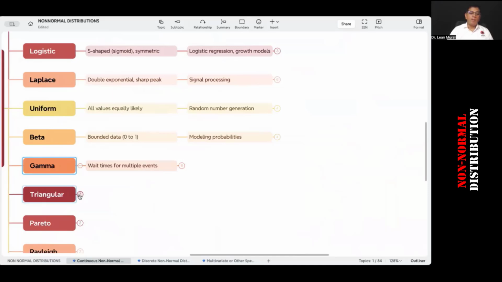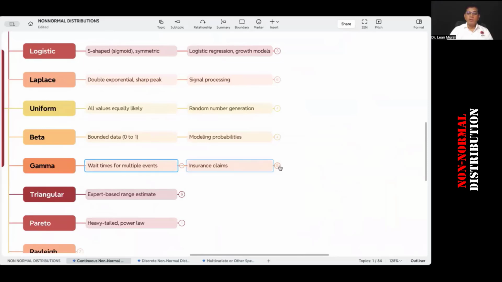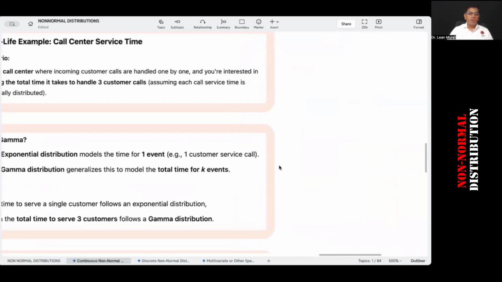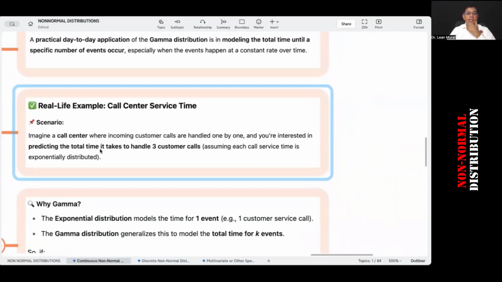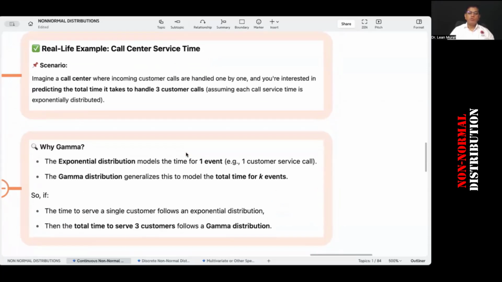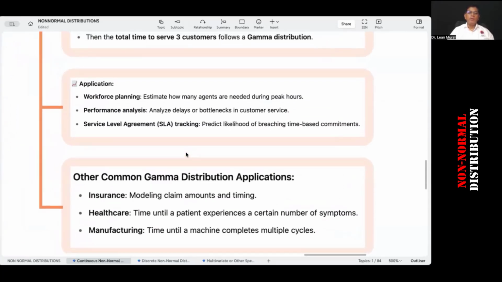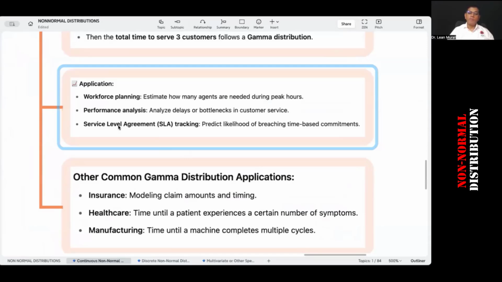Similarly, you have gamma, you have triangular, you have Pareto, you have Rayleigh. Let me go through just one example of gamma distribution. A practical day-to-day gamma application is modeling the total time until a specific number of events happen. For example, imagine a call center where incoming calls are handled one by one, and you are interested in predicting the total time it takes to handle 3 customer calls. This is where gamma distribution is used.